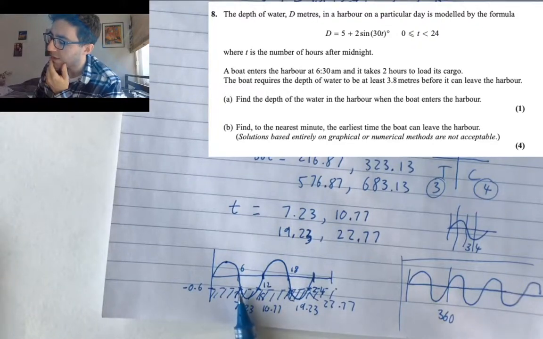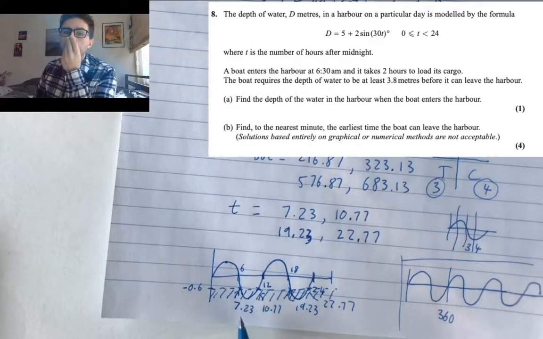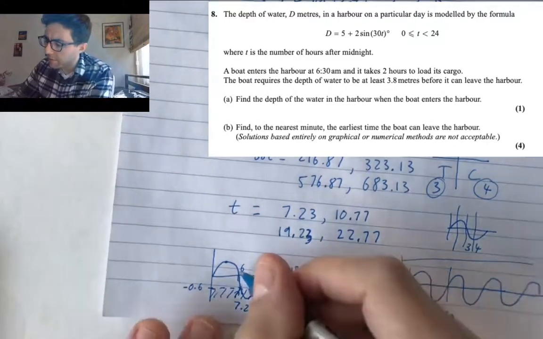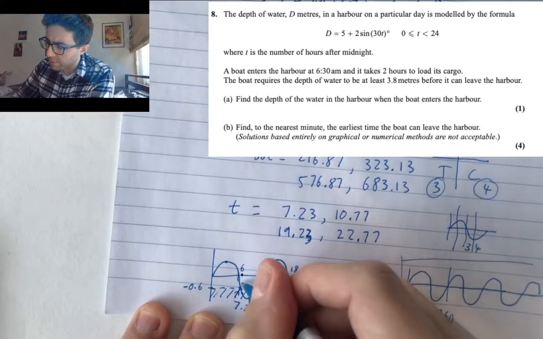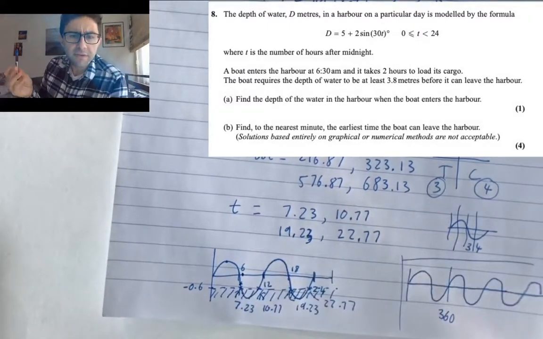Well, one, it's actually going to be below after 7.23. You see what I'm saying? 7.23 is an answer when they're equal, but actually it dips down below after that. So it's not going to have a great time leaving the harbour. And by the way, it comes in at 6.5, which is probably about there, which is above the level.